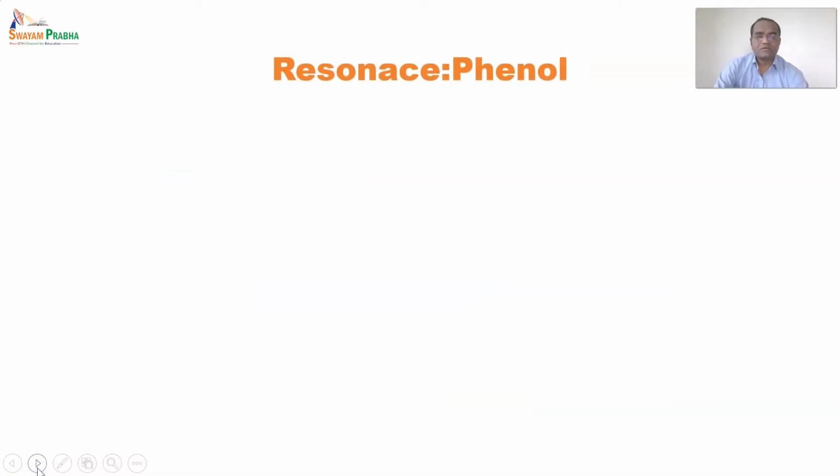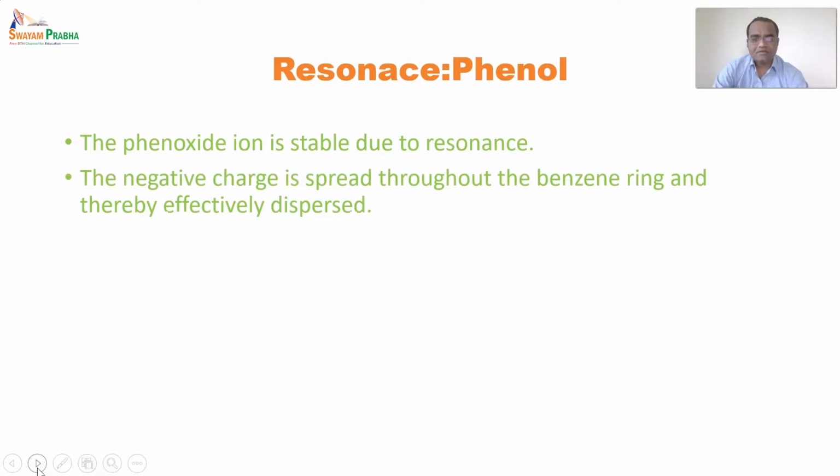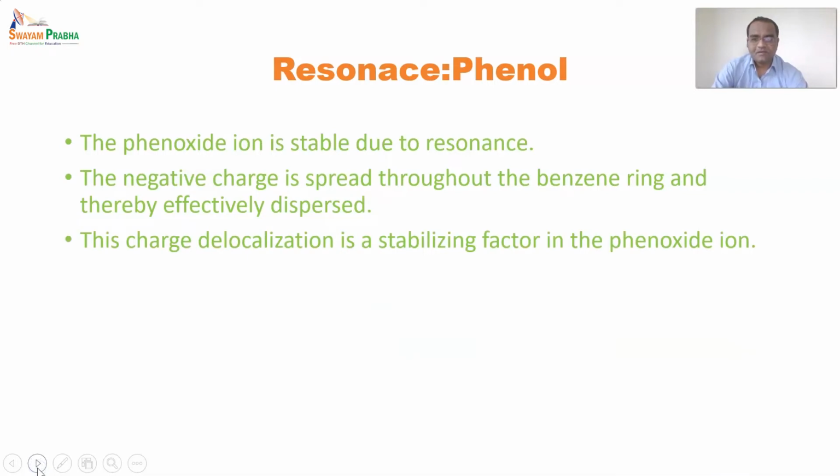Now we'll see the resonating structures of phenol. The phenoxide ion is formed after liberating an H plus ion, which is what shows the acidic character, and it is stable due to its resonance forms. The negative charge is spread throughout the benzene ring and thereby effectively dispersed. This charge delocalization is the stabilizing factor in the phenoxide ion.